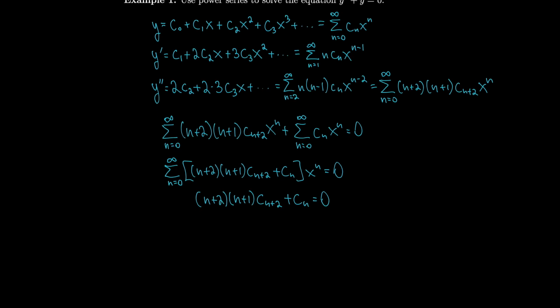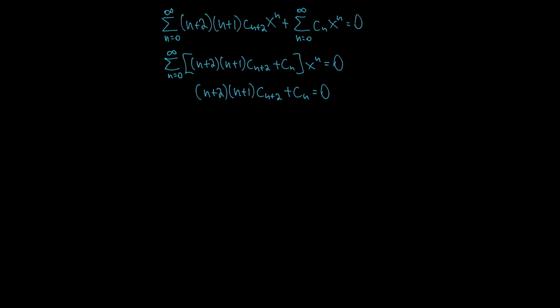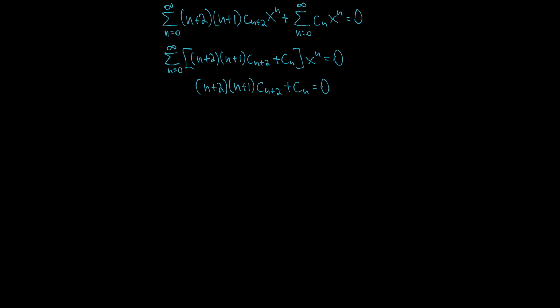And we can solve for cn plus 2 in terms of cn. So we can get cn plus 2 equal to minus cn over n plus 1 times n plus 2, where n goes from 0, 1, 2, 3, and so on. So this is called a recursion relation.